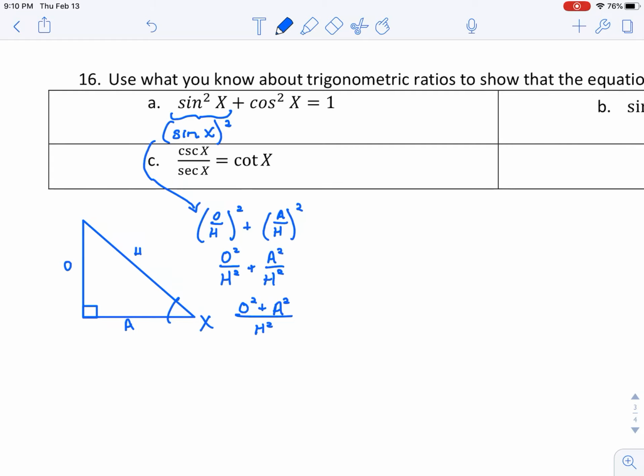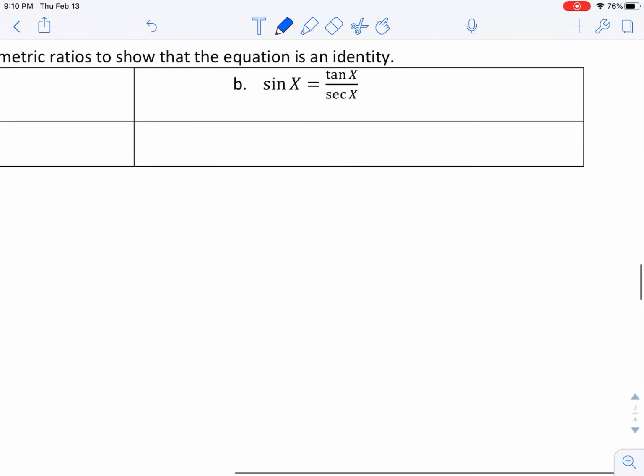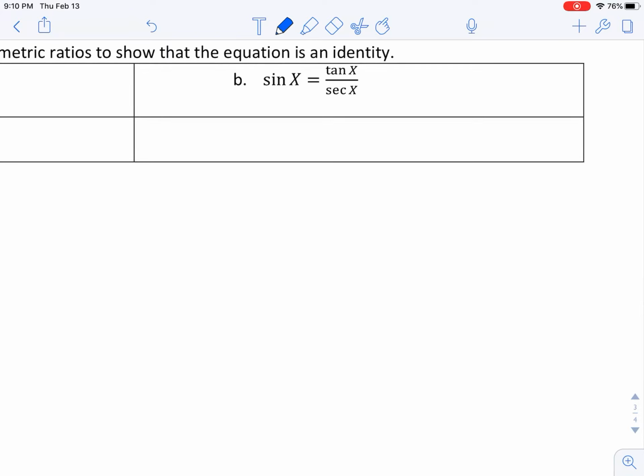That's basically a squared plus b squared. It's going to equal c squared, which is the hypotenuse. Which means I really have h squared over h squared, which means we've just shown that that whole thing equals 1. You're not going to have anything like that on the quiz, but it's just a really good practice to go through. I'm going to do the same basic idea for this one.